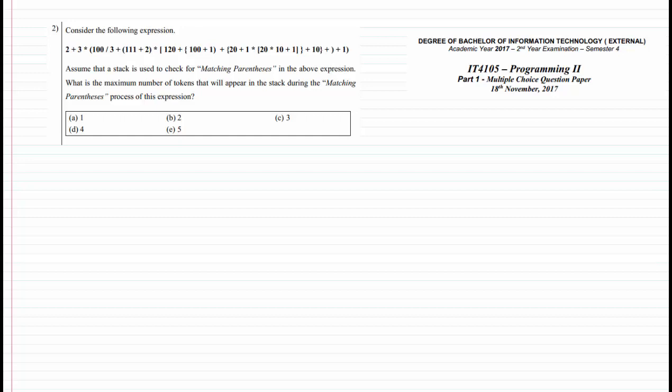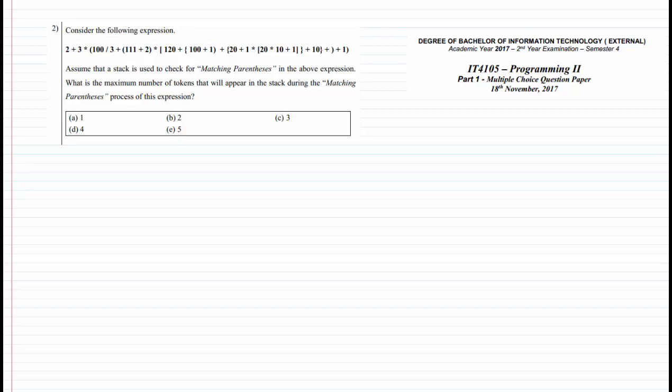This question is about matching parentheses in a given expression. So basically, when we talk about data structures and algorithms, one of the abstract data types is the stack. It defines some of the functionalities that can be performed on that data type. For example, we can pop out of the stack, that is, take the topmost item from the stack. We can push into the stack. And we can peek into the stack, which will display the top item but will not remove it.